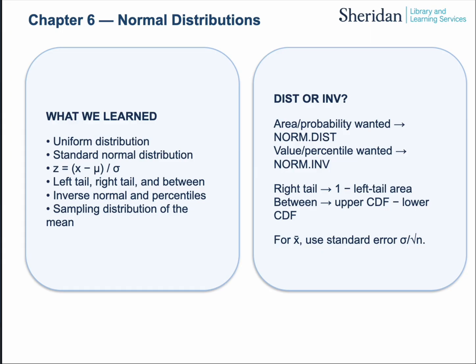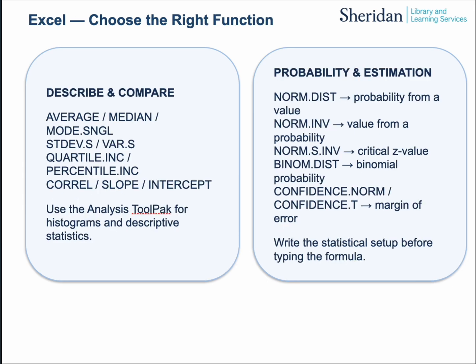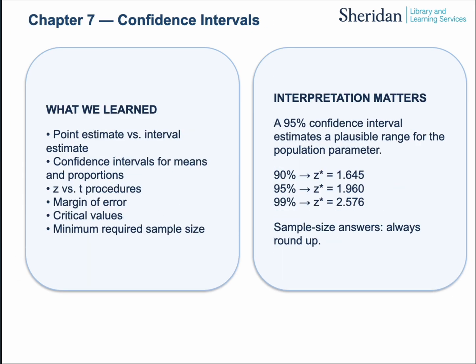problems become very manageable. Okay, now let's move to chapter 7, which introduces one of the most practical topics in statistics: confidence intervals. Up until this point in the course, we've learned how to summarize data and calculate probabilities. Now we are going one step further. Instead of simply describing a sample, we are using this sample to make conclusions about the entire population. That's really what statistics is all about.